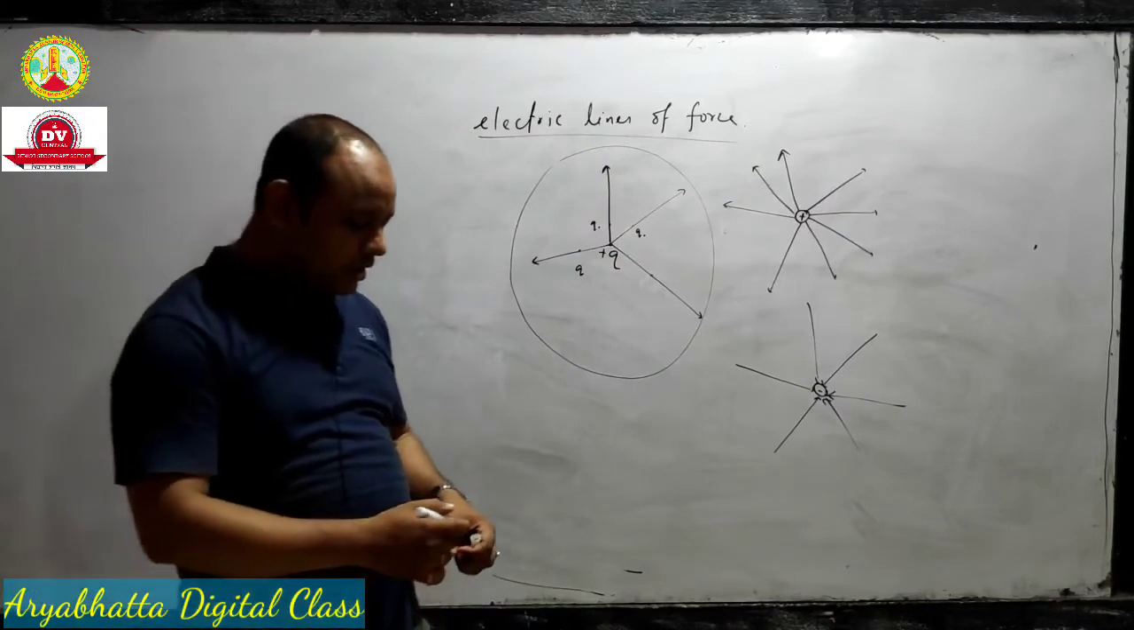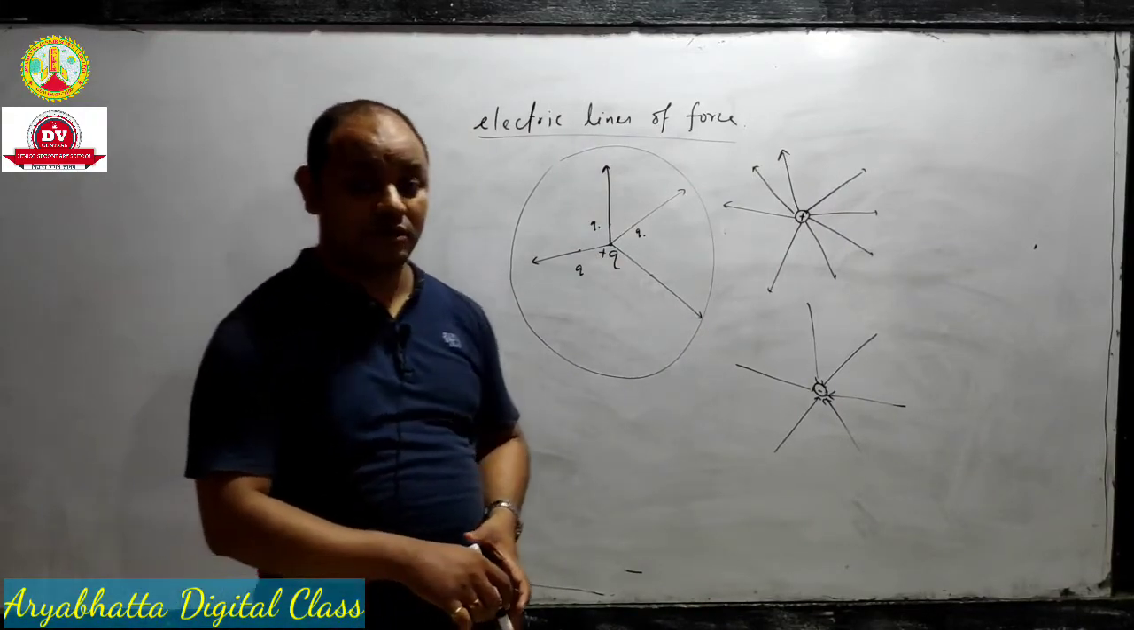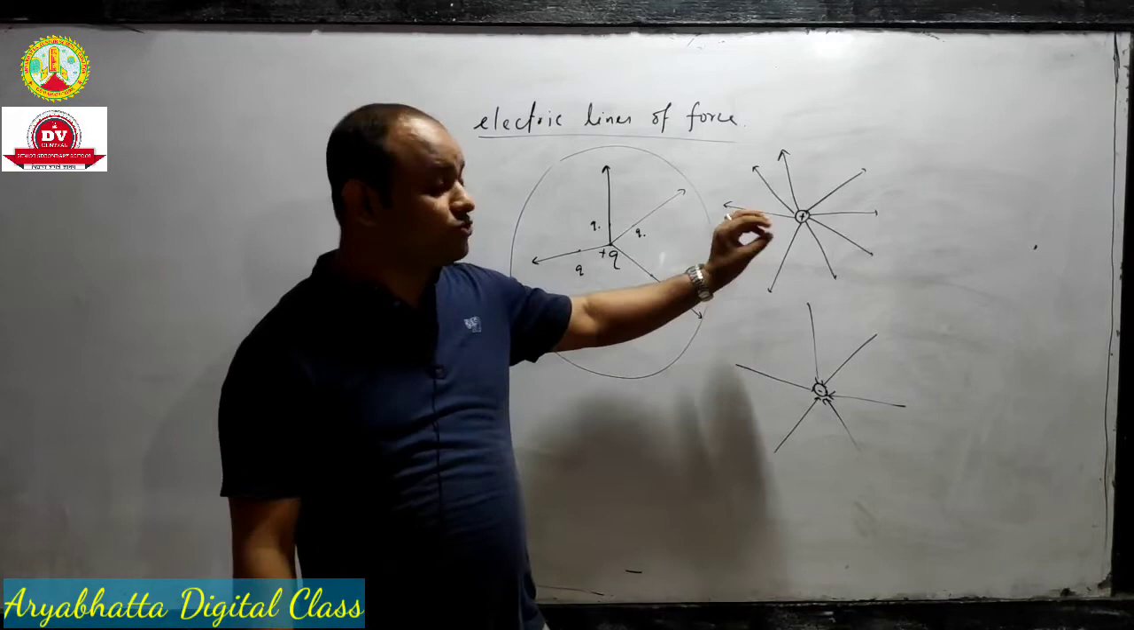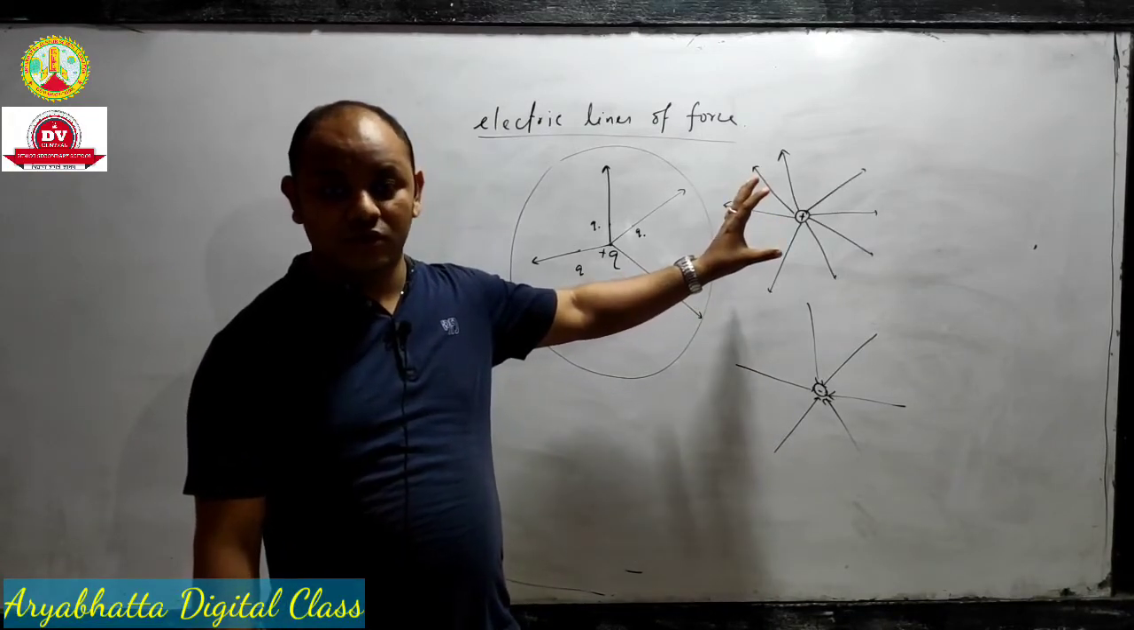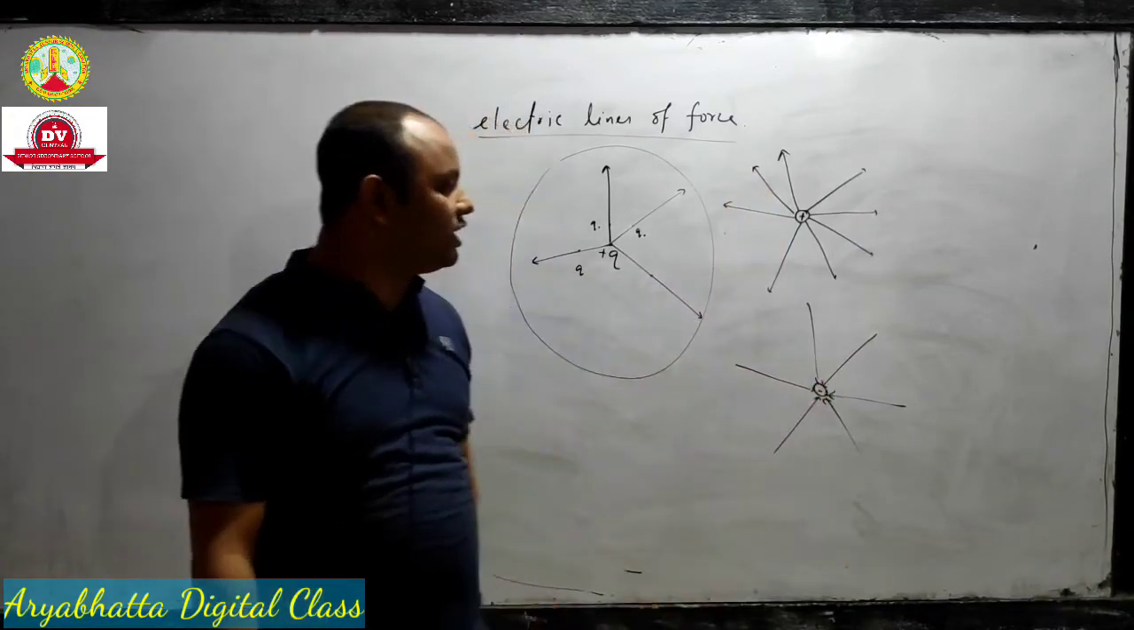So remember, electric field lines always emerge from the positive charge and finish at the negative charge.